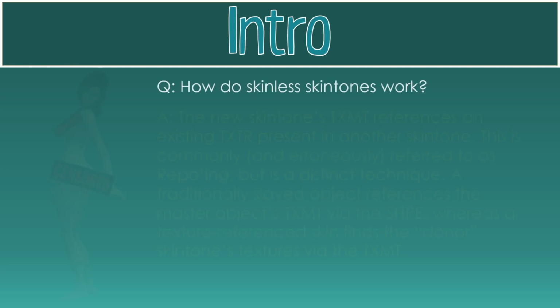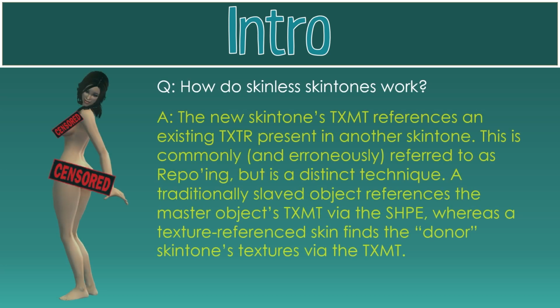How do skinless skin tones work? The new skin's TXMT references an existing TXTR present in another skin tone. This is commonly and erroneously referred to as repoing, but it's a distinct technique. A traditionally slaved object references the master object's TXMT via the SHPE, whereas a texture reference skin finds the donor skin tone's textures via the TXMT.